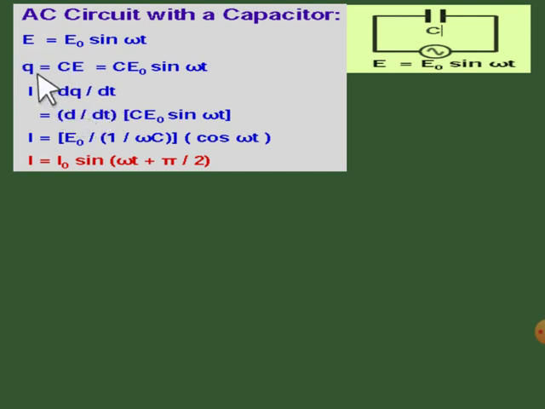So if you differentiate this charge, that is the differentiation of C E naught sine of omega t, but C and E naught are constant, so you take them outside the differentiation and differentiate sine of omega t. Differentiation of sine of omega t, we know, is cosine of omega t, right? And differentiating the angle omega t gives another omega, okay?